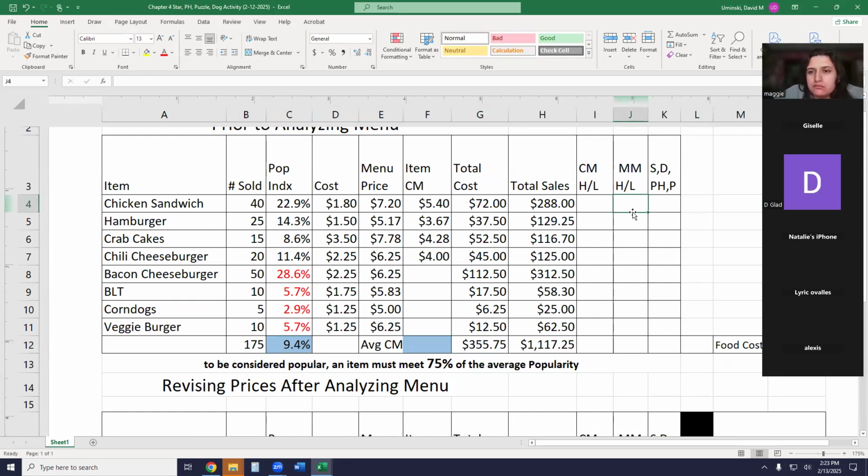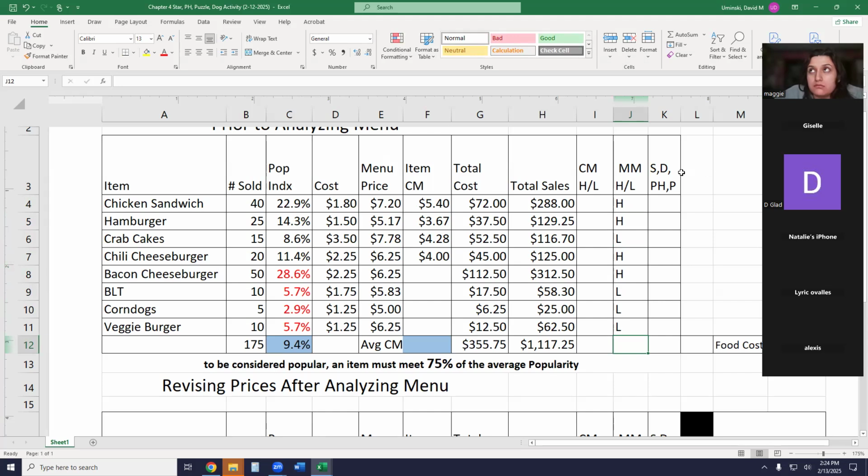So is 22%, is it higher or lower than 9? Good. 14, higher. 8, good. 11, good. 28 is higher. Low, low, and low. So that's how we find our high and low for our popularity percentage. Questions about that?